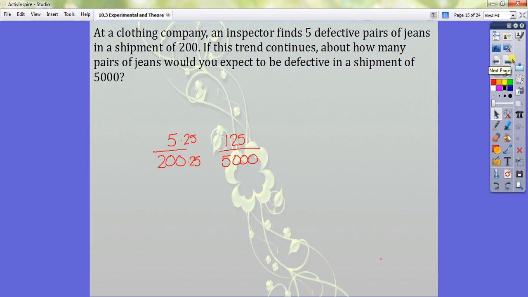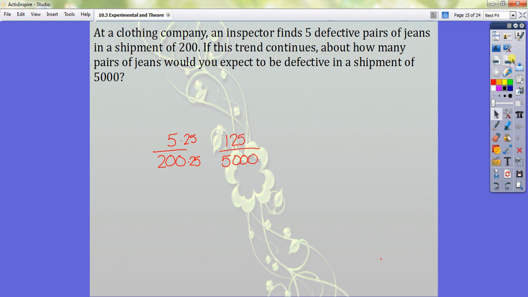And so we did the same thing with the clothing company. An inspector finds 5 defective pairs of jeans in a shipment of 200. So if the trend continues, how many would you expect in a shipment of 5,000? So we discovered that in a shipment of 200, that would occur 25 times.